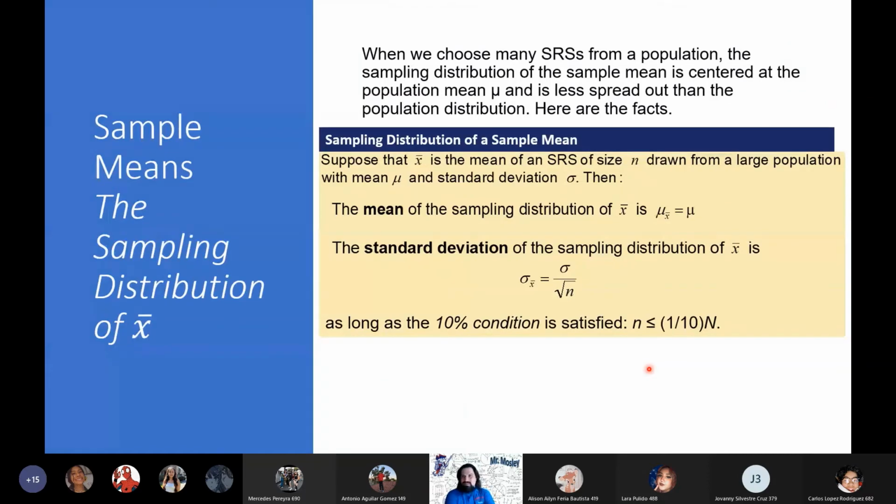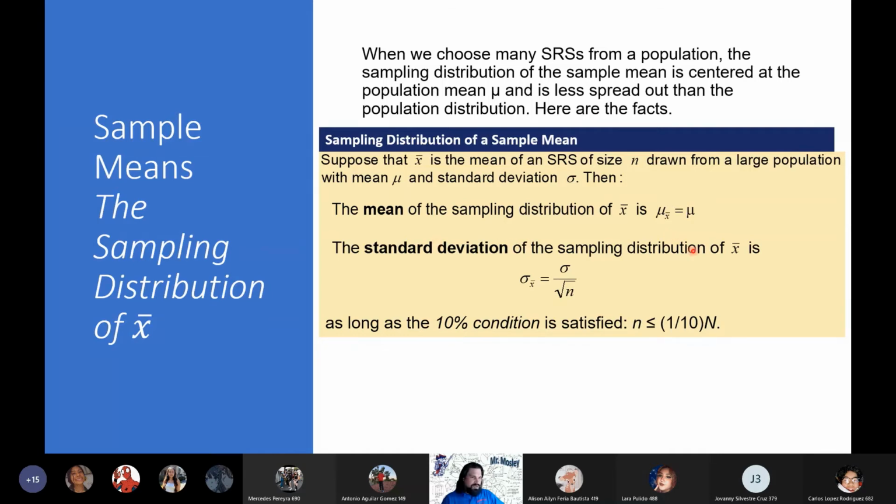All right, so then this is what you want in your notes. The sampling distribution of a sample mean. Suppose that x bar is the mean of an SRS of size n, drawn from a large population with mean mu and standard deviation sigma. Then the mean of the sampling distribution of x bar is mu. So once again, there's no calculation. Because this is an unbiased statistic, I just get to take the mean from the population and say that that's the mean of my sampling distribution. Very nice, no calculation, just transfers over.